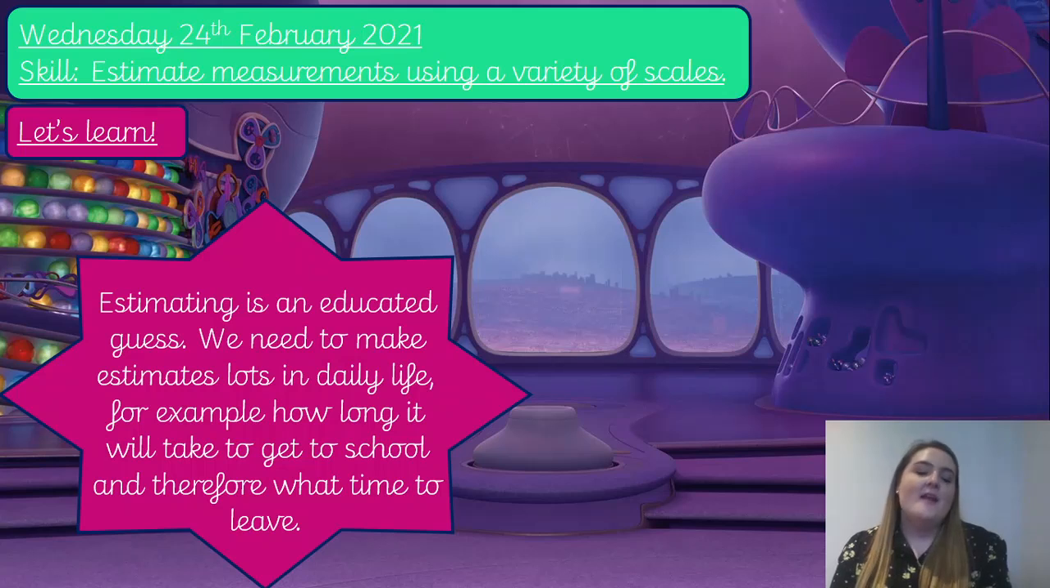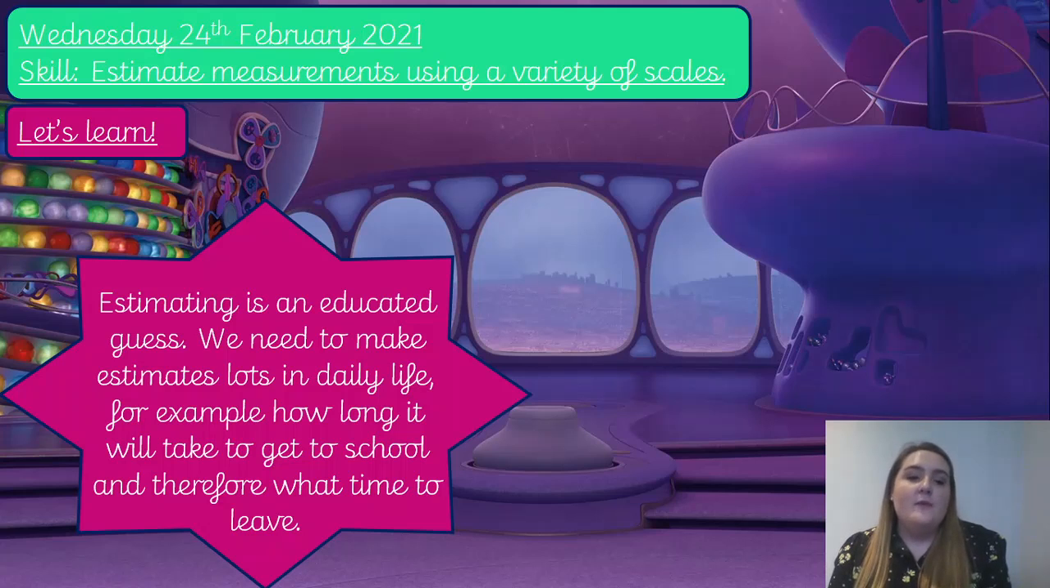Let's see them. Estimating is an educated guess, so it's a sensible guess about something. And we need to make estimates lots in daily life. For example, how long it would take to get to school and therefore what time to leave. Now, if we estimate that our journey is going to take 10 minutes and it actually takes 9, then that's a sensible estimation, isn't it? Because we will get there, won't we?